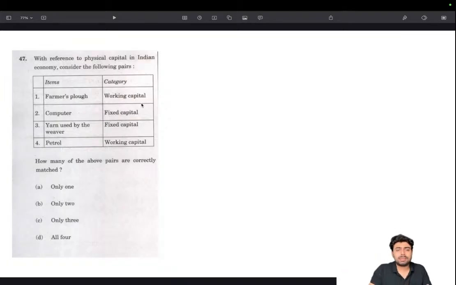But something that is not used up, like a machinery that is fixed, is called a fixed capital. So that's the basic difference. Things that get used up, like fuel and raw materials, are working capital, while a vehicle like a tractor that is being used is a fixed capital. A computer is a fixed capital. Yarn used by the weaver is not a fixed capital because it gets used up. It's a working capital, so this is wrong. Farmer's plow is a fixed capital. Then petrol is a working capital. So only two are correct. That's the basic thing.